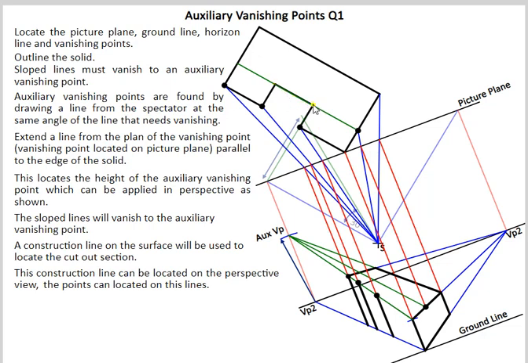Now to find these 2 points, we join them to the spectator and find them on the picture plane, and then bring them down to our perspective drawing. Now a small bit of detail to be put in here to show that this is actually hollow inside. And then this is the perspective of this object completed with 1 auxiliary vanishing point.